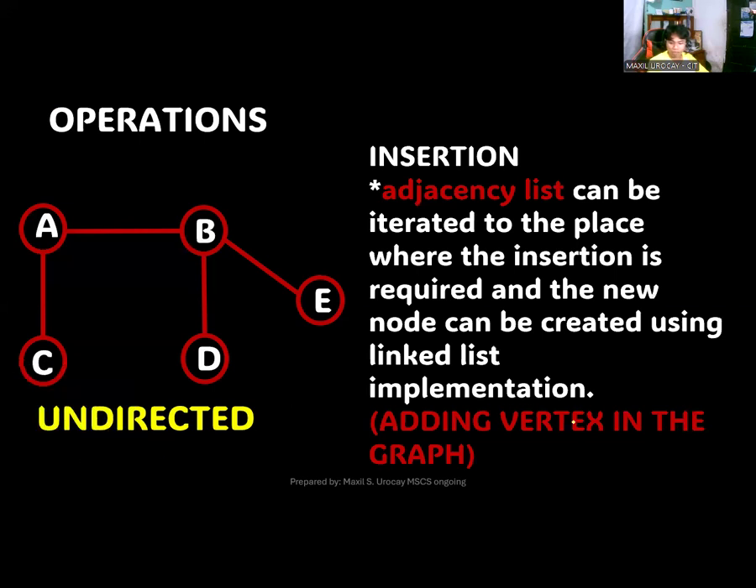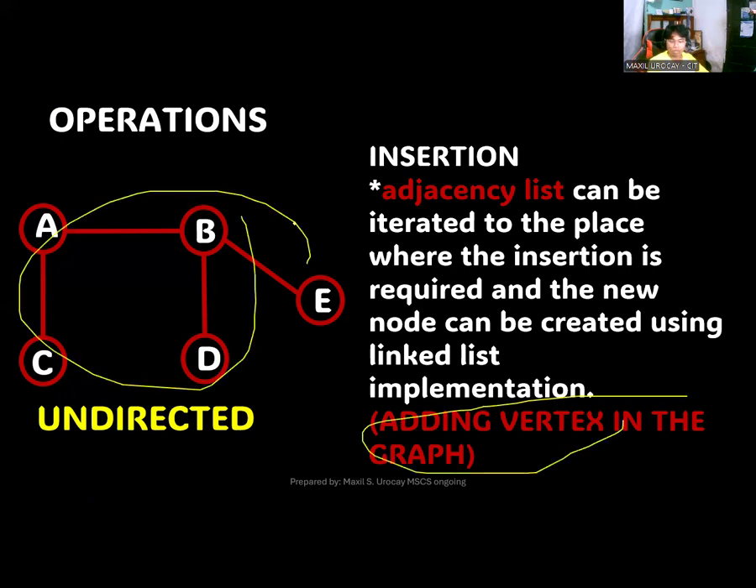So what if we now add another vertex in your graph? Suppose that you have A, B, C, D, E right now in your graph and you want to add F, for example, which is connected to letter B. How are you going to do that? That is the thing that we will also need to follow.